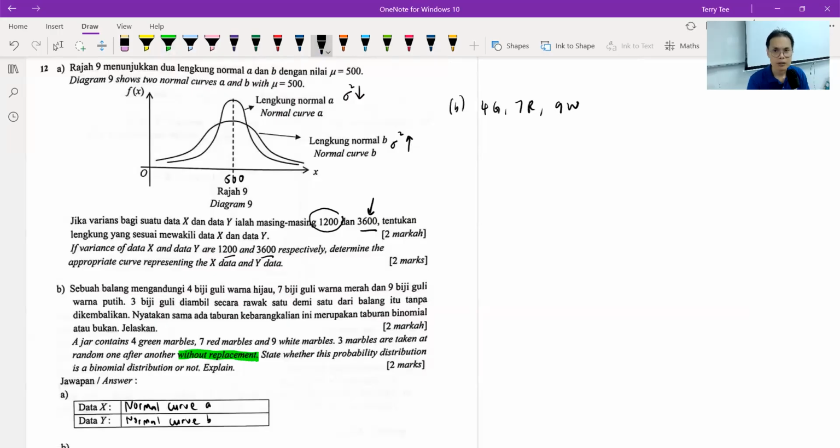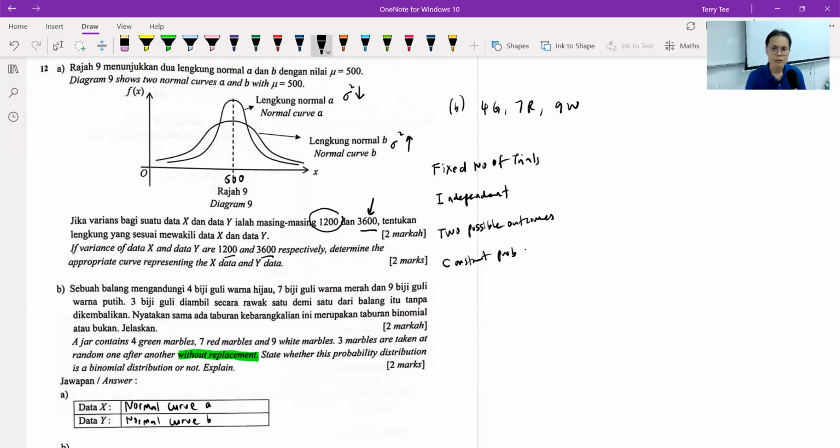Now remember binomial, the way I'll teach my student how to remember is to think FITC. What is FITC? F for fixed number of trials. Okay. What is I? I for independent. What is T? T for 2 possible outcome. All right. And what is C? C for constant probability. All right.